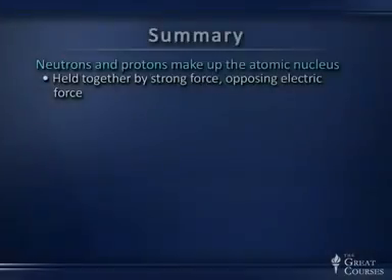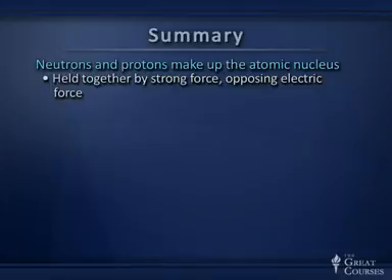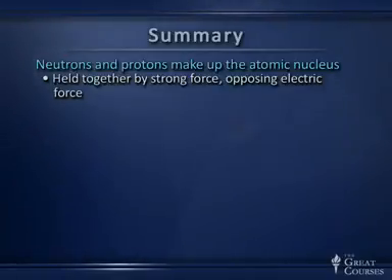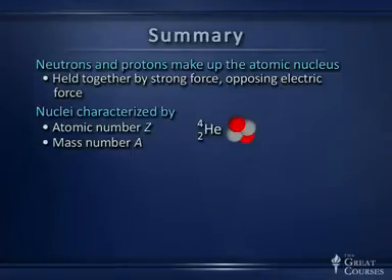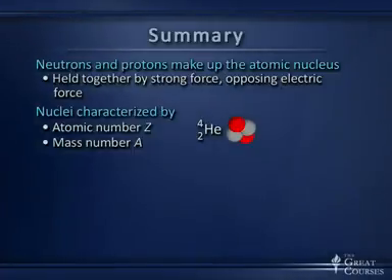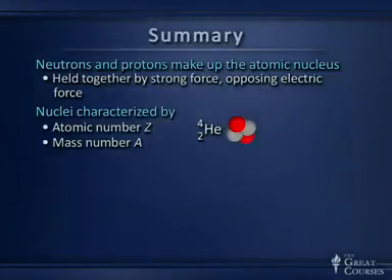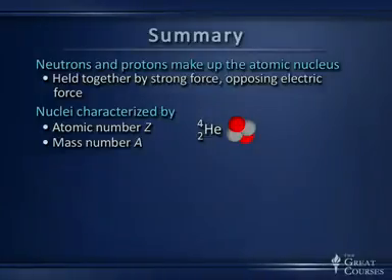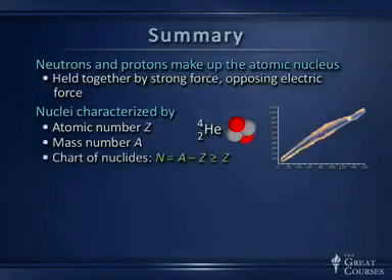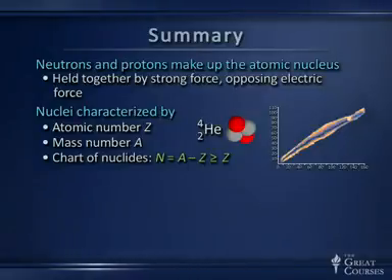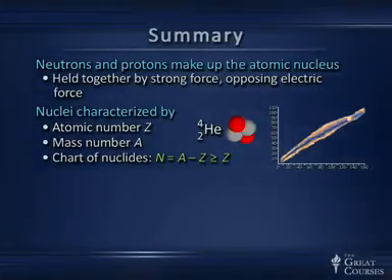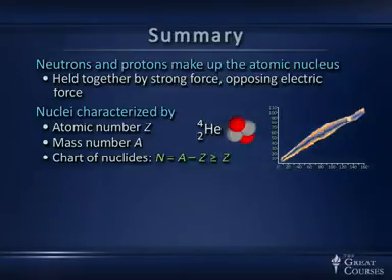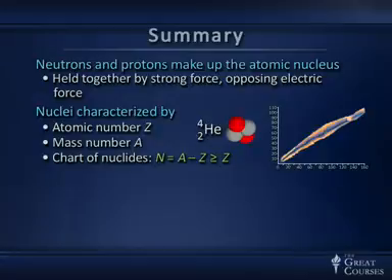Well, let's wrap this one up. Neutrons and protons make up the atomic nucleus. They're held together by the strong force, the nuclear force, which opposes the electric force, which is trying to tear them apart. Nuclei are characterized by their atomic number Z, the number of protons, and their mass number A, the total number of nucleons. So there's helium-4, 2 protons, 4 nucleons, with its little symbol 2He4. The chart of the nuclides shows us that the number of neutrons, equal to the mass number minus the number of protons, is on the order of Z for small nuclei, and it gets greater than Z for larger nuclei. And there's the chart of the nuclides, which we'll return to in the next lecture.